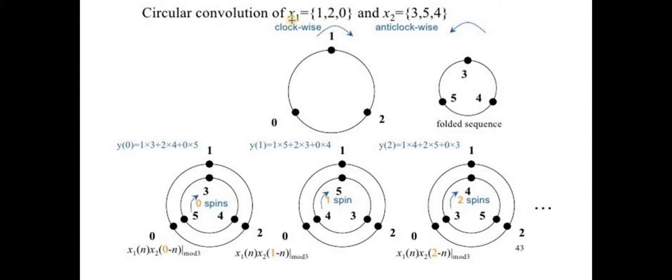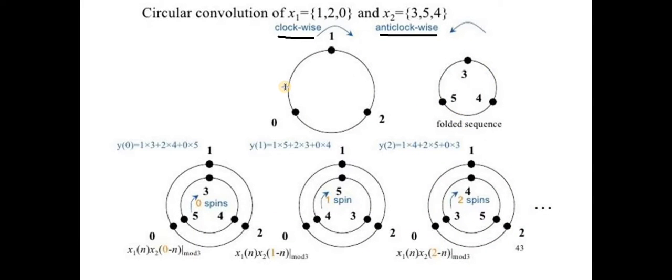There is a slight difference, more than the size, between these two sequences, which is the allocation of the samples. So x1 will be plotted in the clockwise direction and x2 in the anti-clockwise direction. Here we have indicated the direction. So clockwise is in this direction, as said above: 1, 2, 0. Here, as it is the anti-clockwise direction: 3, 5 and 4. So this is our anti-clockwise and this is our clockwise direction.